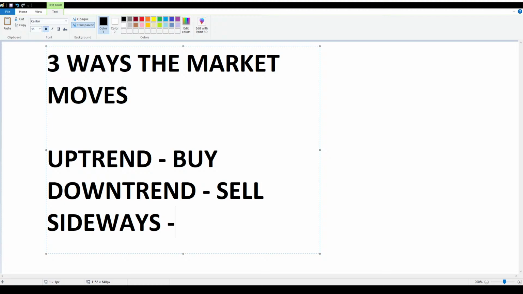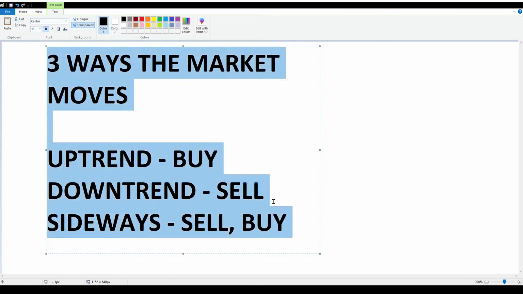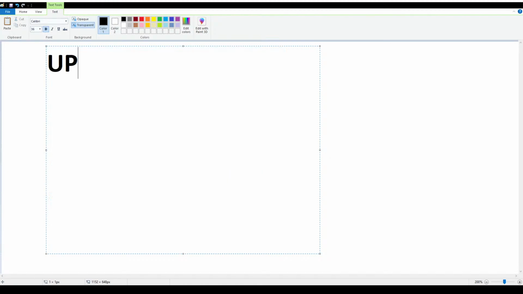And then in a sideways trend, you want to sell at the resistance. I'll explain this. And then you want to buy at the support, okay? So now, let's discuss the uptrend first, okay? The uptrend, okay? Let's look at the uptrend first, okay?